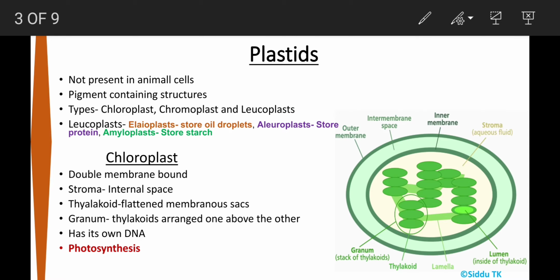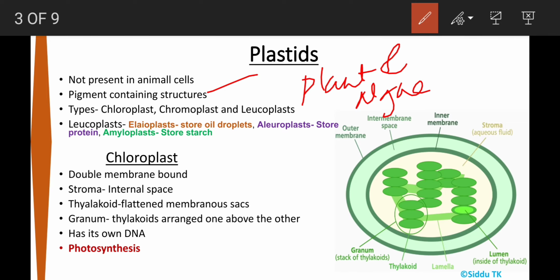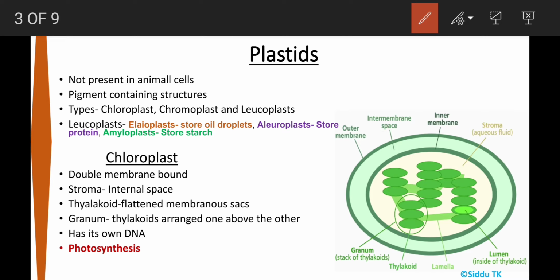The next group of organelles is plastids. Plastids are not found in animal cells. Plastids are pigment-containing membrane-bound structures present in plant and algal cells. Mainly three types of plastids are found. They are chloroplast, chromoplasts, and leucoplasts.